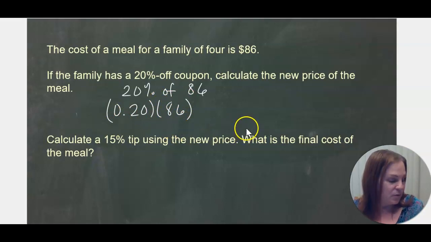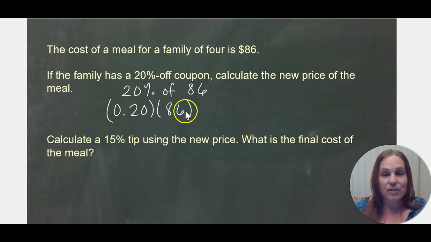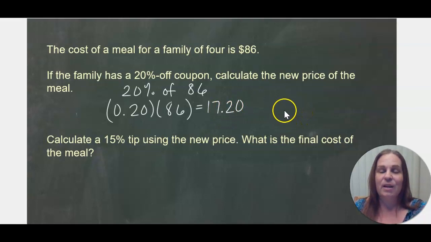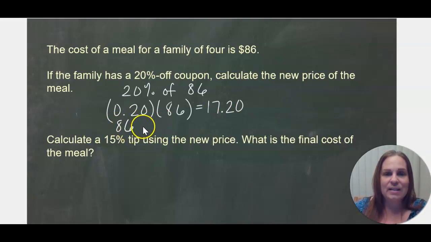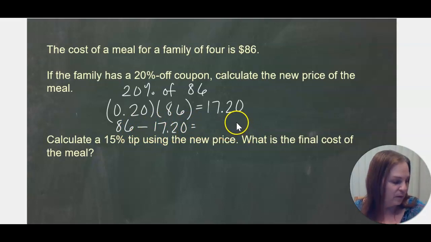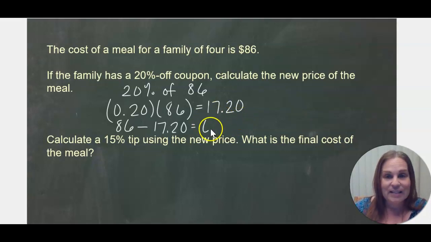Let's see what that equals. So 86 times 0.2 is $17.20. It's actually 17.2. But that's the amount of my discount. That's how much I get to take off because of my coupon. So now I'm going to have 86 minus my discount amount. So I'm going to do 86 minus that on my calculator, and I get $68.80.